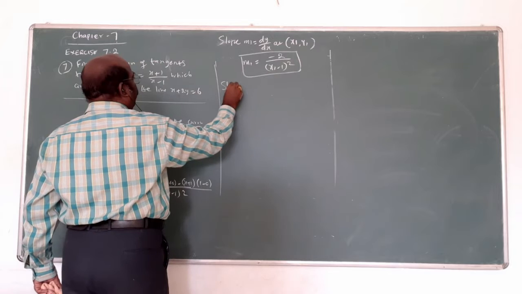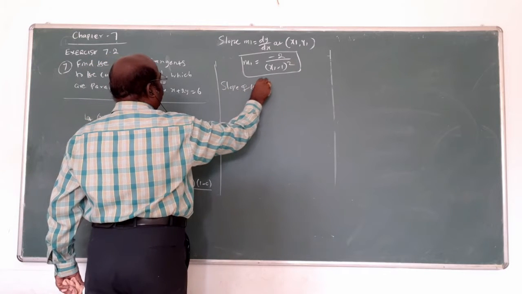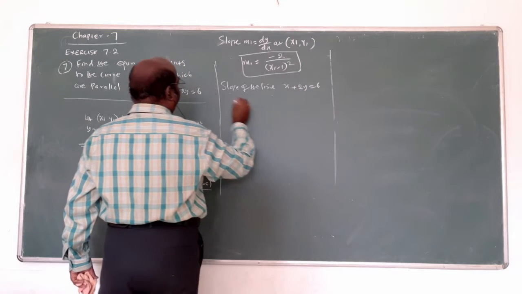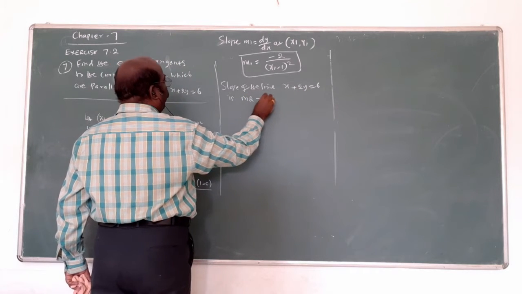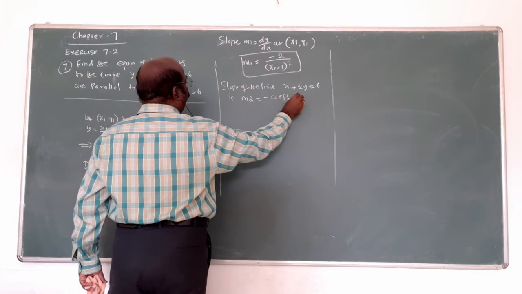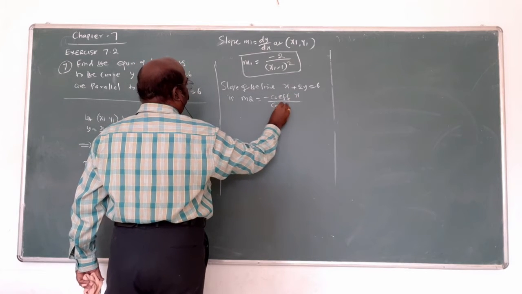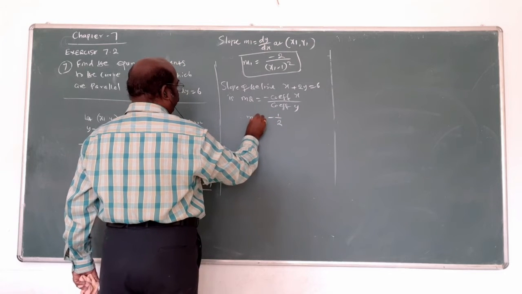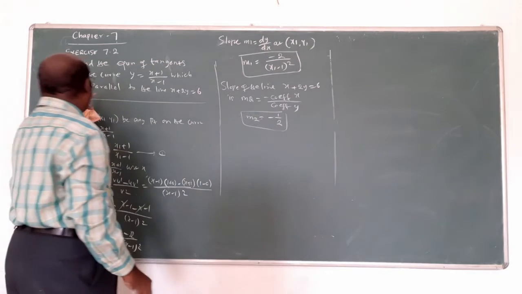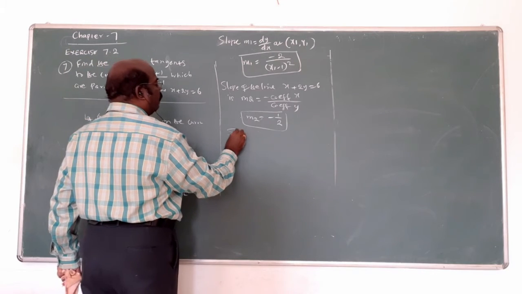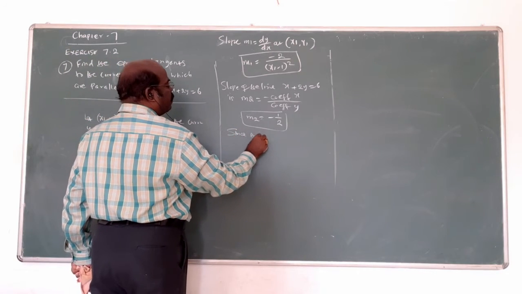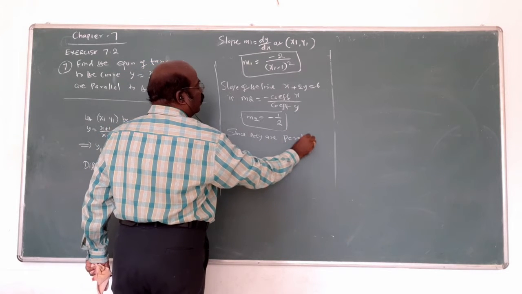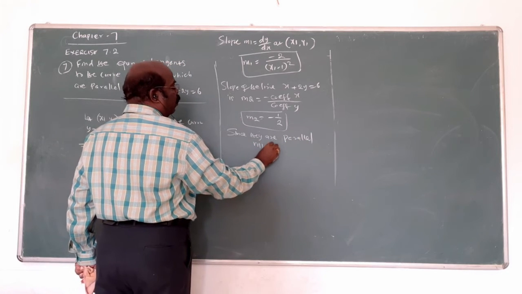Then the slope of the line x plus 2y equal to 6 is m2. What is the formula? Minus coefficient of x by coefficient of y is the formula. Minus 1 by 2. This is m2. What is given? The lines are parallel, so the slopes are equal.